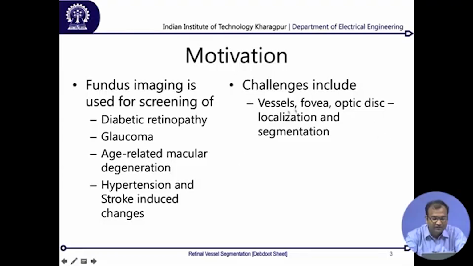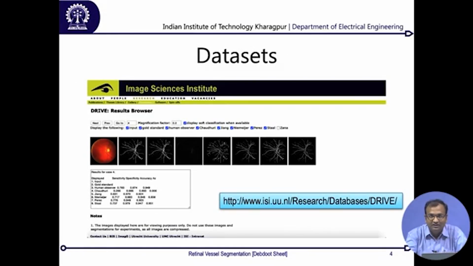The challenges here are detecting and segmenting vessels, fovea, and optic disc. On the optic disc side you have both localization as well as segmentation. Then there is understanding and detecting pathology from your fundus images as well. The next part is image quality assessment, which is about how good the quality is of these retinal images acquired directly by the ophthalmologist.